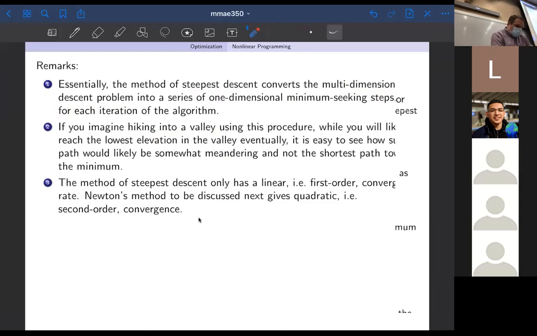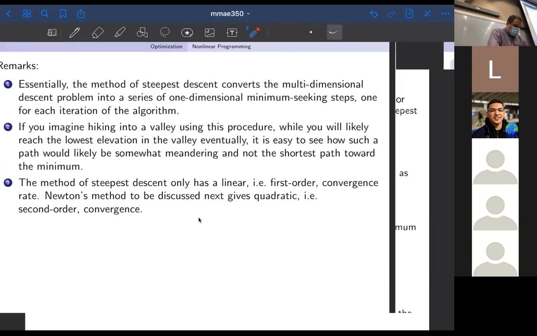Okay, the speed is only linear, so it's first order, whereas you'll remember Newton's method is quadratic, or second order. So conceptually, this is easier than Newton's method. It's actually easier to program than Newton's method, but it is slower. So there is a price to be paid for the simplicity. You're trading off simplicity for speed of execution.